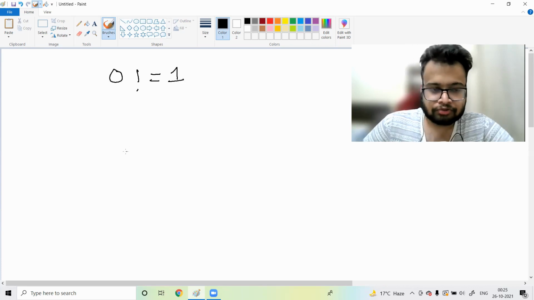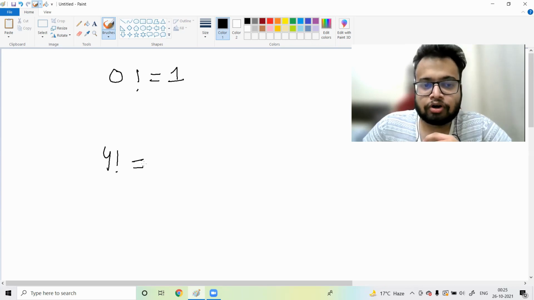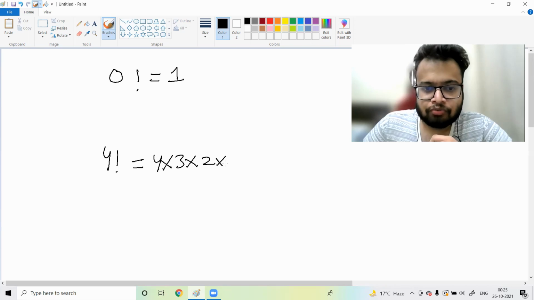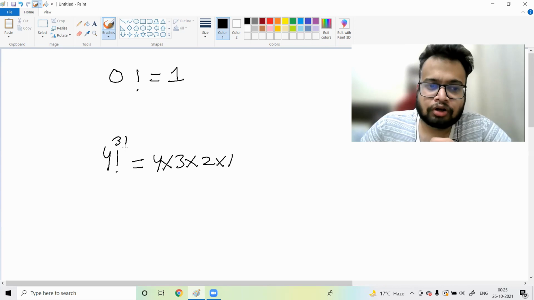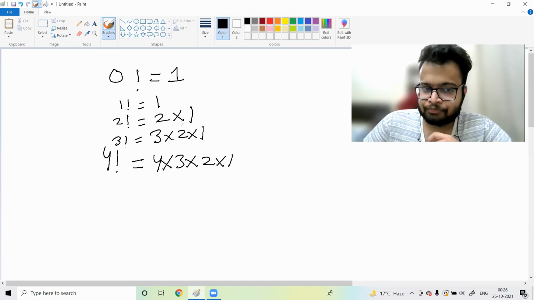Now I need to prove this. So we all know that if we have to find 4 factorial, it is 4 into 3 into 2 into 1. And if I have to find 3 factorial, then it is 3 into 2 into 1. And 2 factorial is 2 into 1. And 1 factorial is 1.